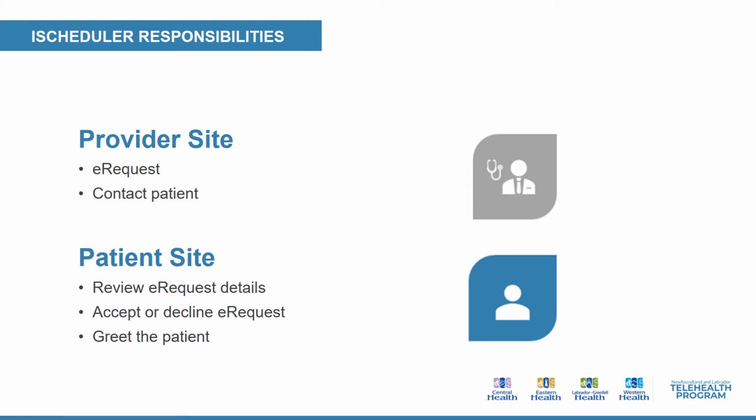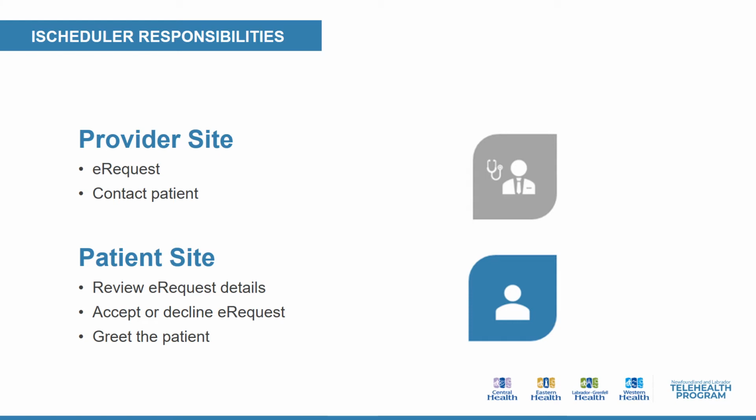There are iScheduler users at both the patient site and the provider site who assist with scheduling patient appointments and meetings. In iScheduler, the provider site is the telehealth site where the provider is based. The patient site is the site where the patient will be attending the telehealth appointment. iScheduler users at the provider site are responsible for sending electronic appointment requests, known as e-requests. They are also responsible for contacting the patient to share the appointment details.